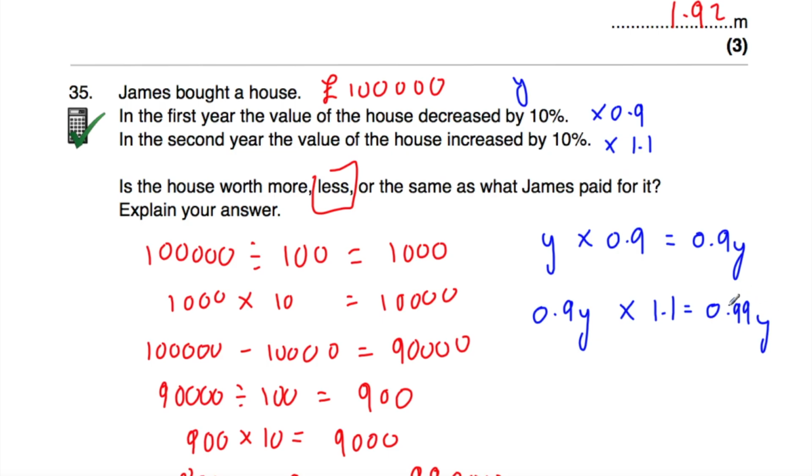And actually, that means that it's going to be 1% less, because if you multiply something by 0.99, it's a 1% reduction. You're reducing it by 1%. So that means it's going to be worth less, because you're multiplying by 0.99. If the final answer was y, it'd be the same amount. If it was 1 point something, then it's going to have gone up. In this case, it's 0.99. So if you multiply something by 0.99, it's going to get smaller, 1% smaller. So the answer is less. And that's it. Okay, let's look at our next question, question number 36.